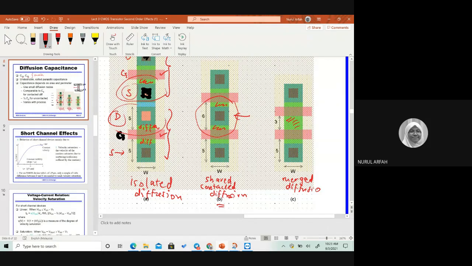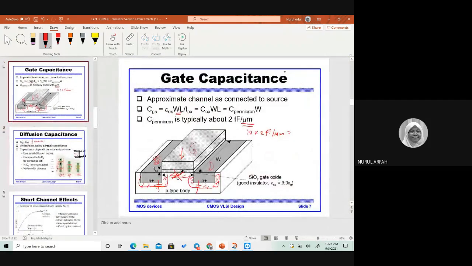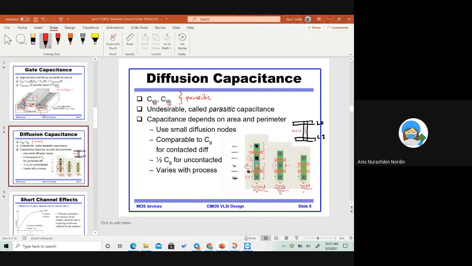Okay, so why do we have all this? Because if you look at our previous slide, we want to reduce the capacitance of the drain to bulk, and also the capacitance of the source and bulk. So you want to reduce the parasitic capacitance. You don't want to reduce the other capacitance, only the parasitic. The parasitic is the unwanted capacitance, so we do not want it because it causes noise. So you have to look at where the parasitic capacitance is and reduce it.